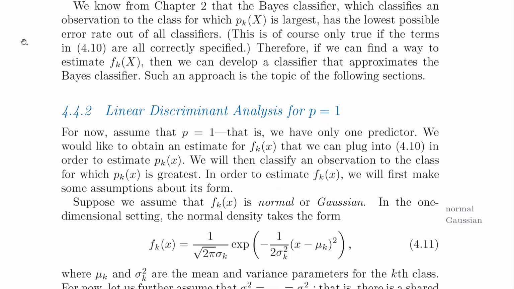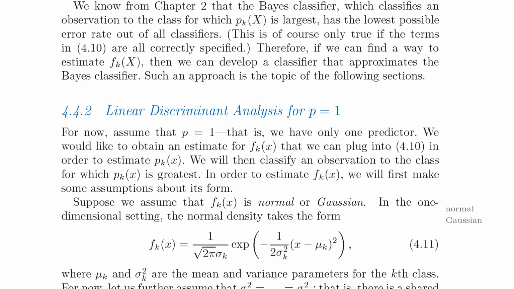So apparently it has the lowest possible error rate. This is, of course, only true if the terms in 4.10 are all correctly specified. Therefore, if we can find a way to estimate fk of x, then we can develop a classifier that approximates the Bayes classifier. Such an approach is the topic of the following section.